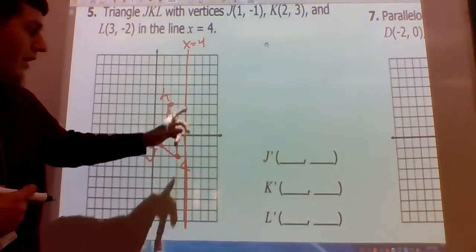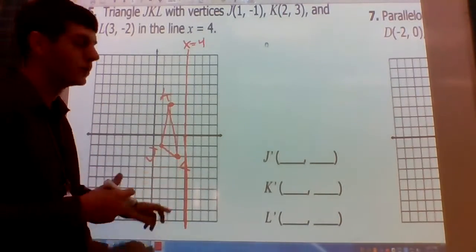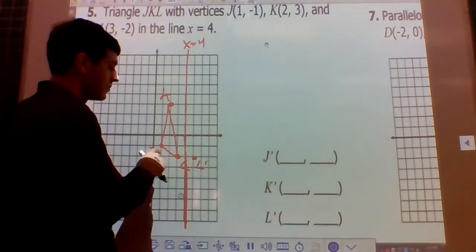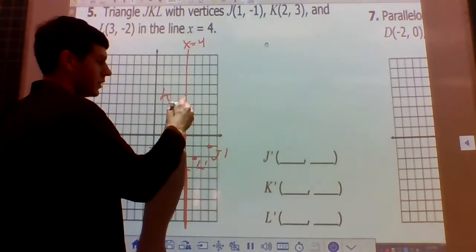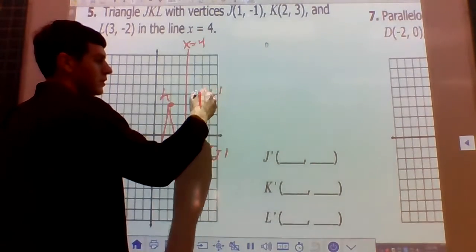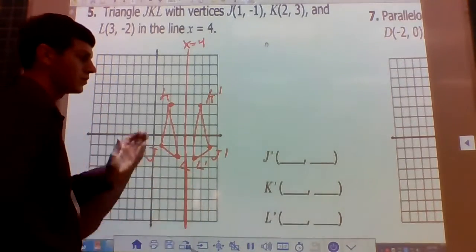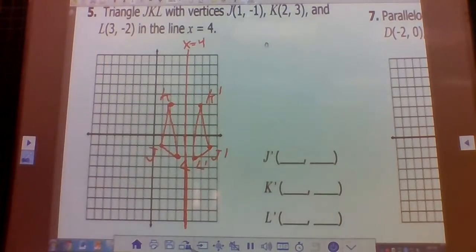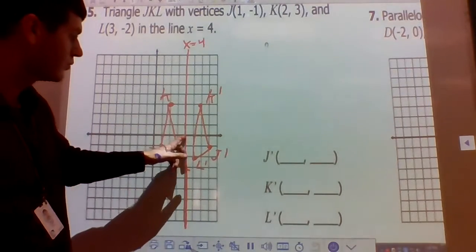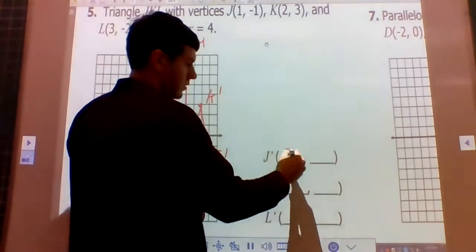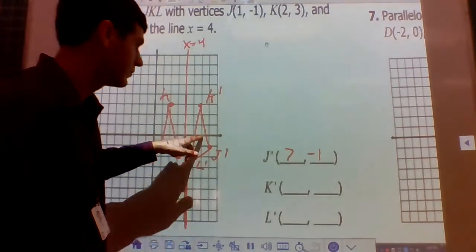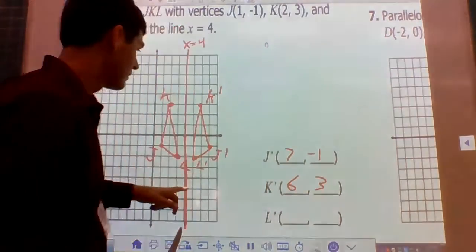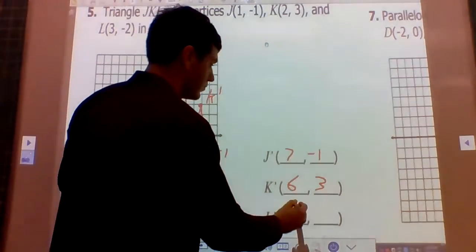So x equals 4 is our line of reflection. L is 1 to the left, so L prime needs to be 1 to the right. J is 3 to the left, so J prime needs to be 3 to the right. K is 2 to the left, so K prime needs to be 2 to the right. So there's our reflected image over the line x equals 4. Okay, to find the points, we're going to have to count them. So that's 1, 2, 3, 4, 5, 6, 7, -1. K prime is going to be 6, 3. And then L prime is going to be 5, -2.